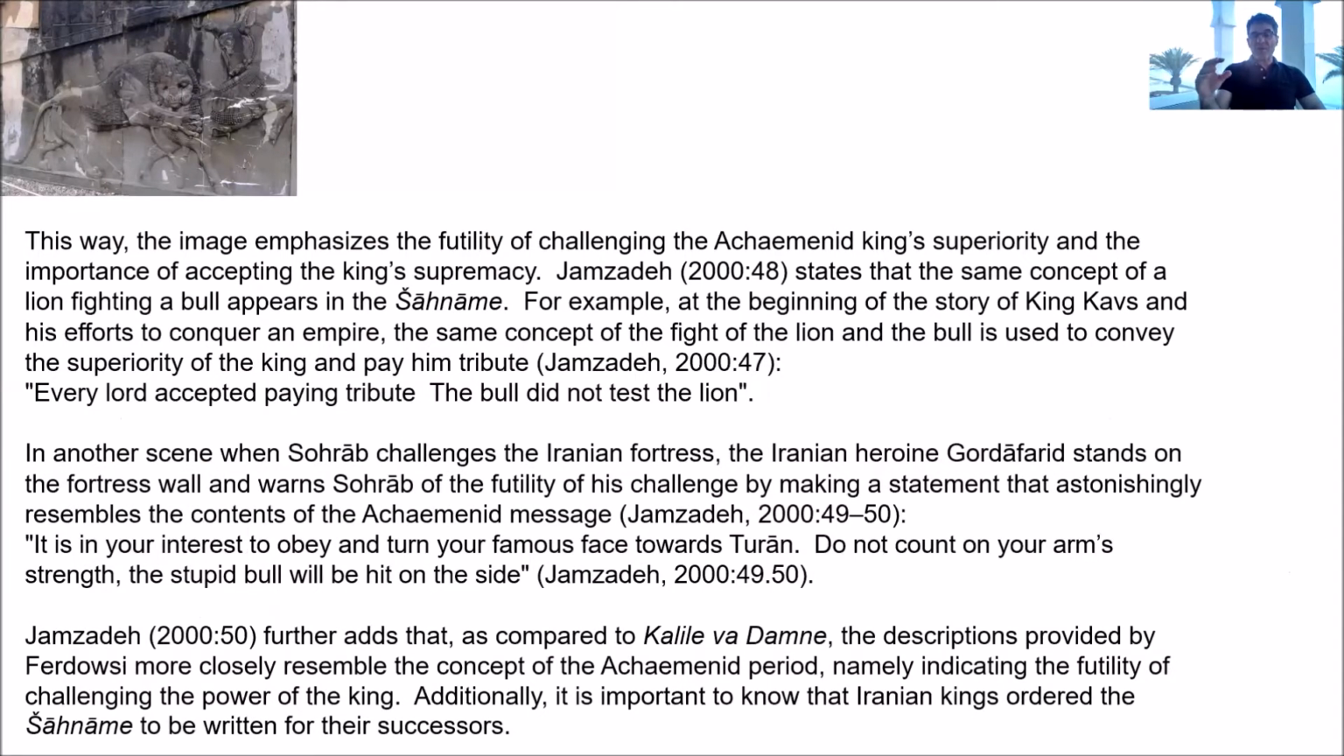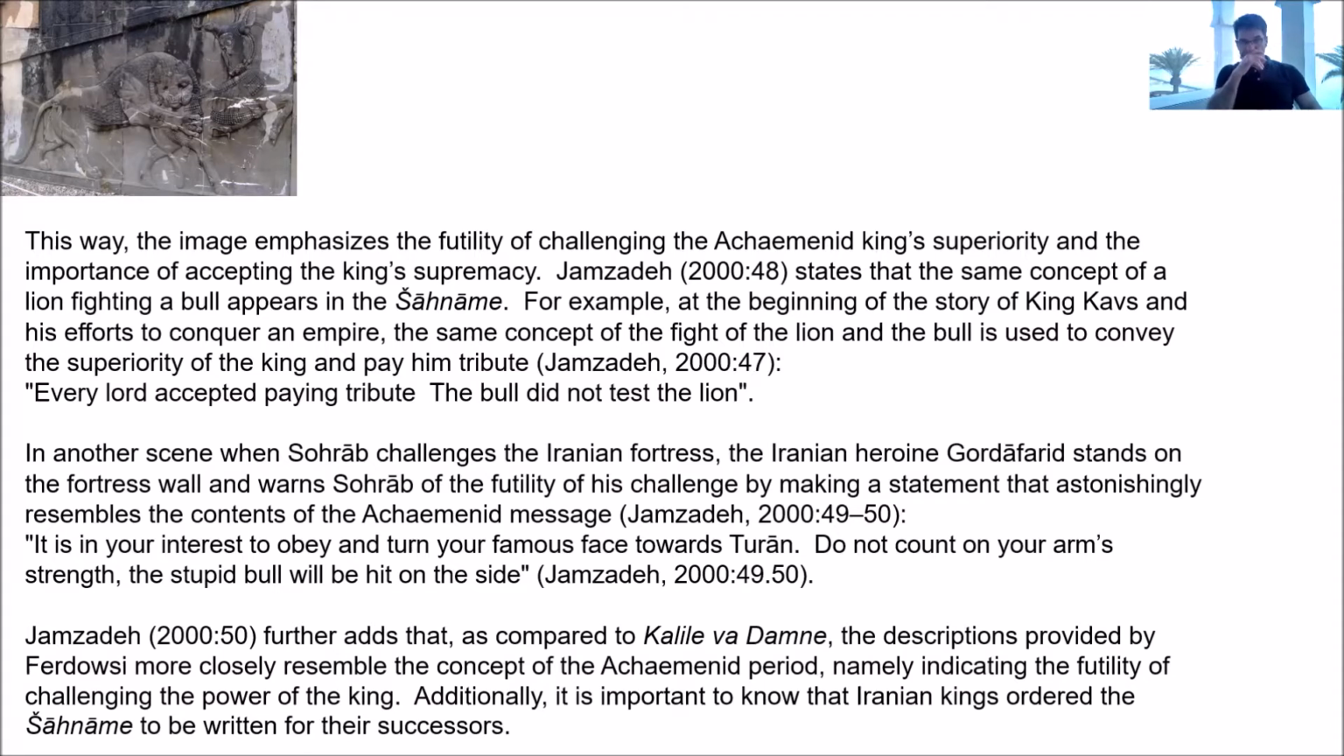This way, the image emphasizes the futility of challenging the Achaemenid king's superior powers, and the importance of accepting the king's supremacy. The same concept of a lion fighting a bull appears in the Shahnameh. For example, at the beginning of the story of King Qaboos and his efforts to conquer an empire, the same concept of the fight of the lion and the bull is used to convey the superiority of the king and pay him tribute. Every lord accepted paying tribute. The bull did not test the lion.